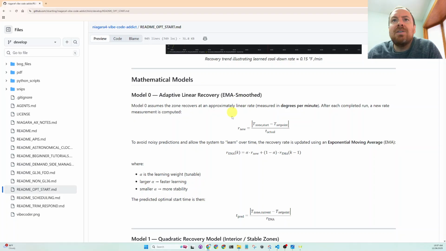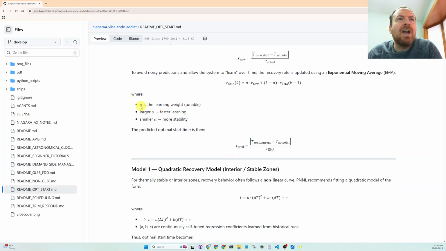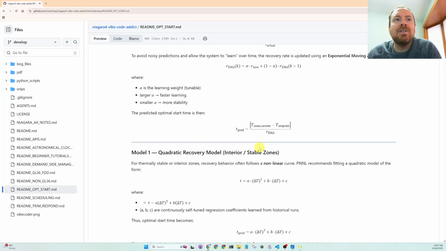So this is just our linear model using the linear EMA. Our alpha parameter, our rate, is basically a classic exponential moving average code right here. So this is model 0, essentially our baseline model, where alpha is the learning weight, it's tunable. And then we predict our optimal start time using this.